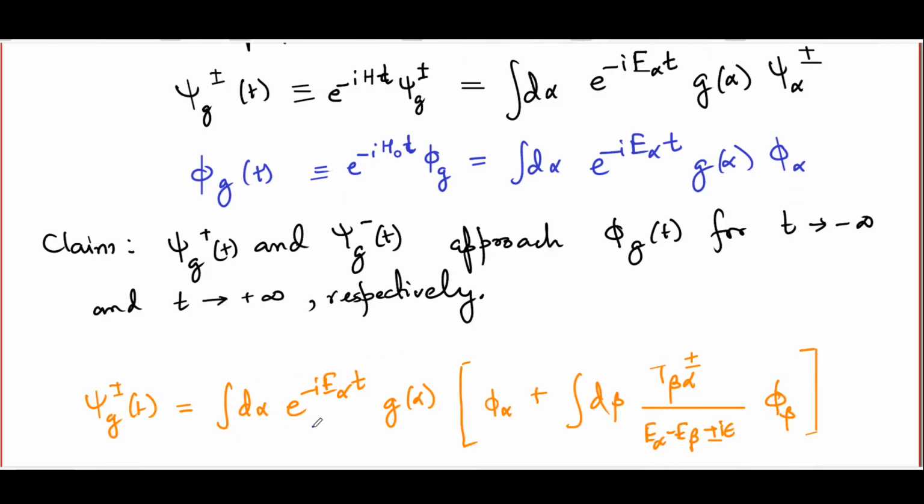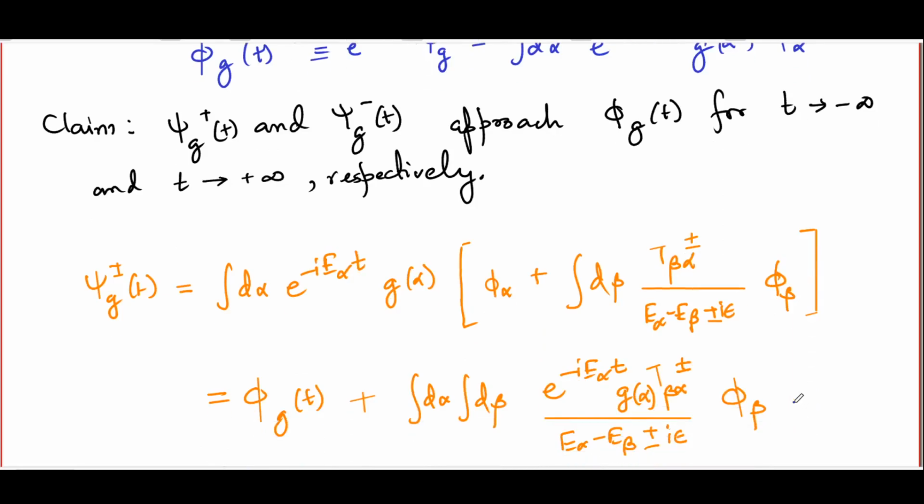We have the superposition with the weighting factor g_alpha times the time dependent factor e to the minus i E_alpha t, which comes from e to the minus i H t, remember. And this, of course, is nothing but psi_alpha plus minus according to the Lippmann-Schwinger equation.